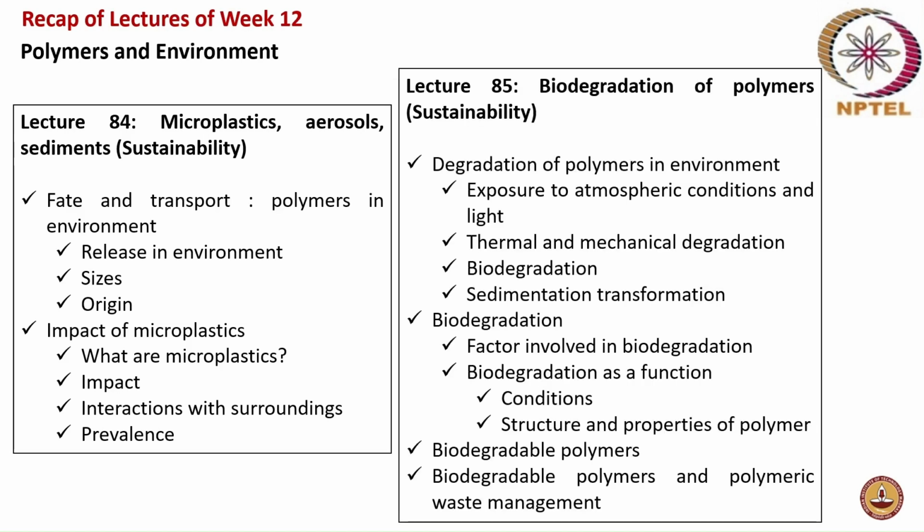The next lecture was on biodegradation of polymers. This was again on sustainability aspects. So, what are the types of degradation of polymers in the environment? For example, a polymer can degrade when it gets exposed to atmospheric conditions such as light or air, or sometimes even when they are exposed to land or water. These external factors also lead to degradation. For example, UV exposure may lead to cross linking of the chains, or may also lead to chain scission.